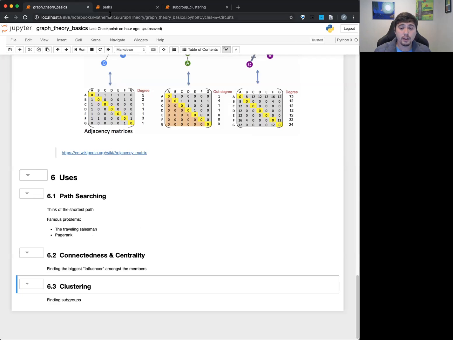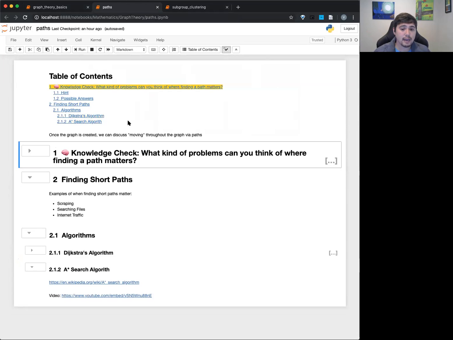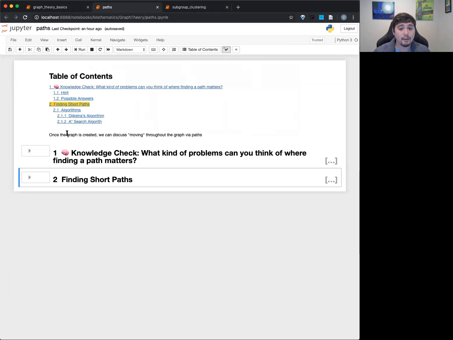So I'm going to talk about a couple of things. I got a couple of things on subgrouping, but not much. But I'll talk about paths real quick, because paths are a really common thing that we're going to talk about when we're talking about graphs. So when we create our graphs, we can talk about moving through them via paths. I'll go over this a little quicker then.